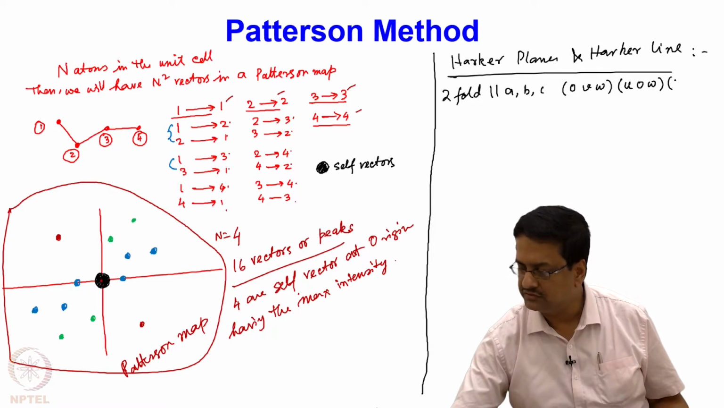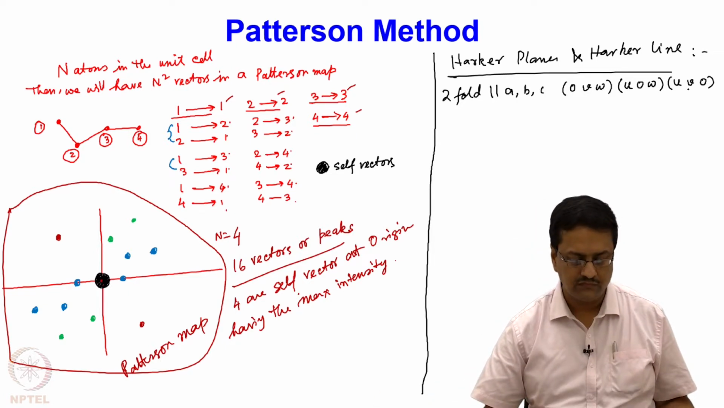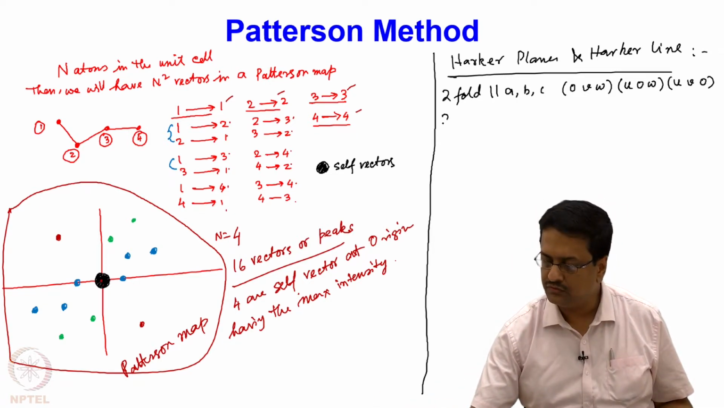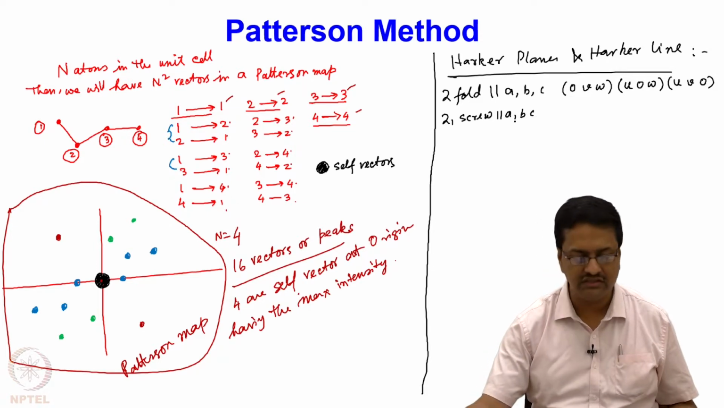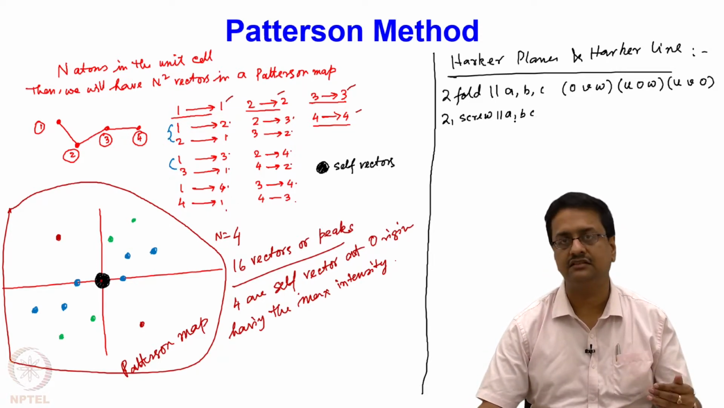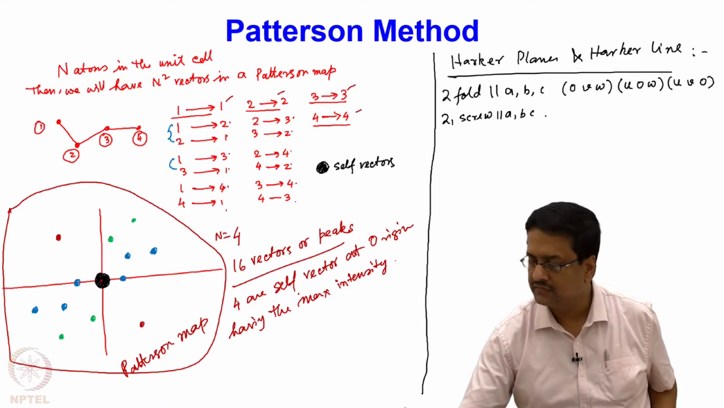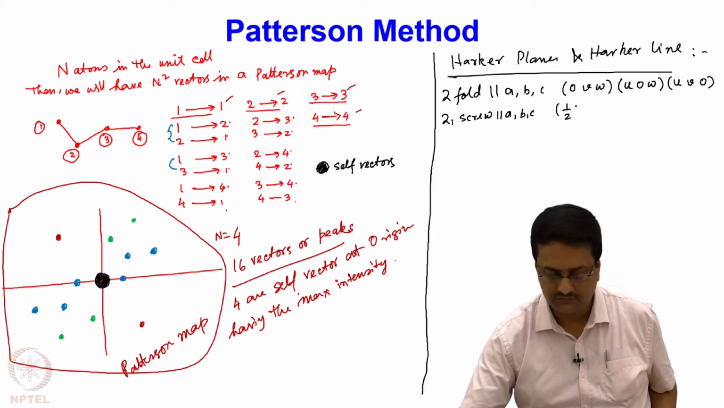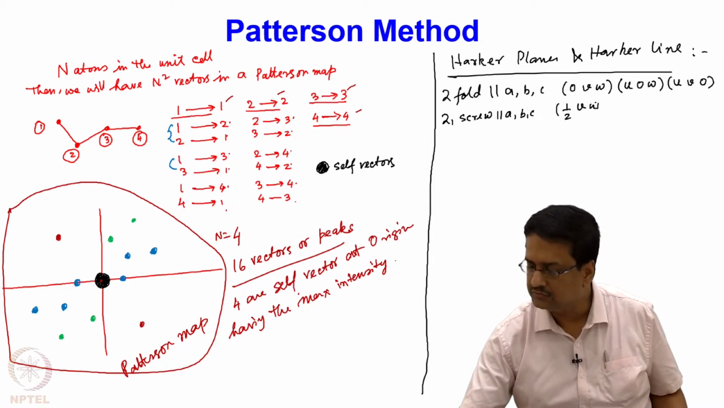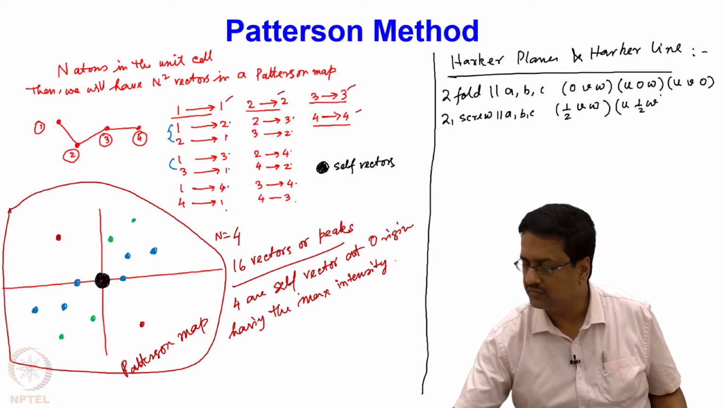When it is parallel to C, it will be u v 0. If it is a 2-1 screw parallel to A, B or C, you see here in this case there is a translation associated with the rotation. So these points would then change to half v w, u half w and u v half.